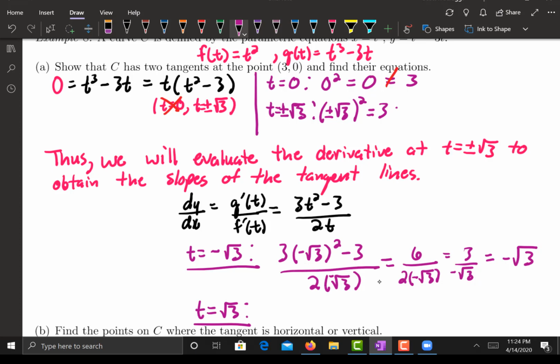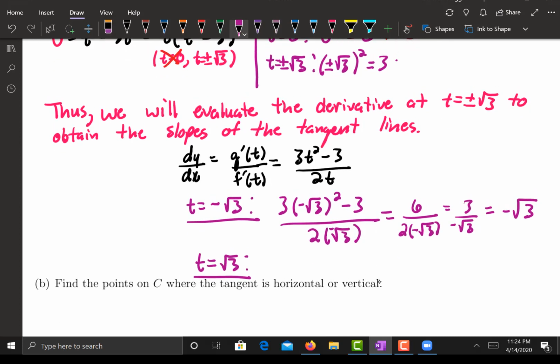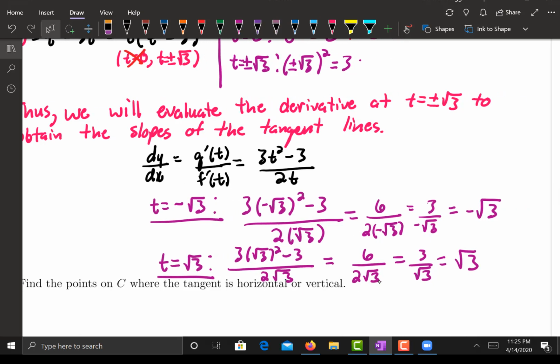Now let's see what happens when I plug in positive square root of 3. I'm going to go ahead and tell you it's not going to be really interesting, because it's going to be repeating the same work. The only difference is I'll have a plus sign instead of a negative sign. Meaning, I'll have 3 times square root of 3 squared minus 3 over 2 times square root of 3. And I'll have 6 over 2 square root of 3, 3 over square root of 3, and then I'll just get square root of 3. All right, so now I have the two slopes for my equations.